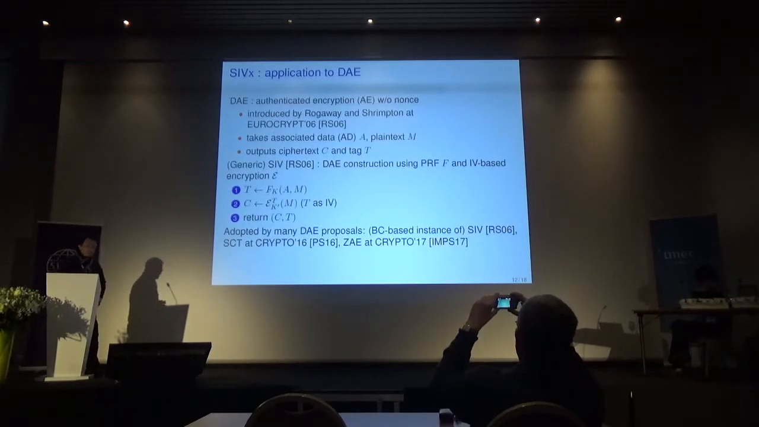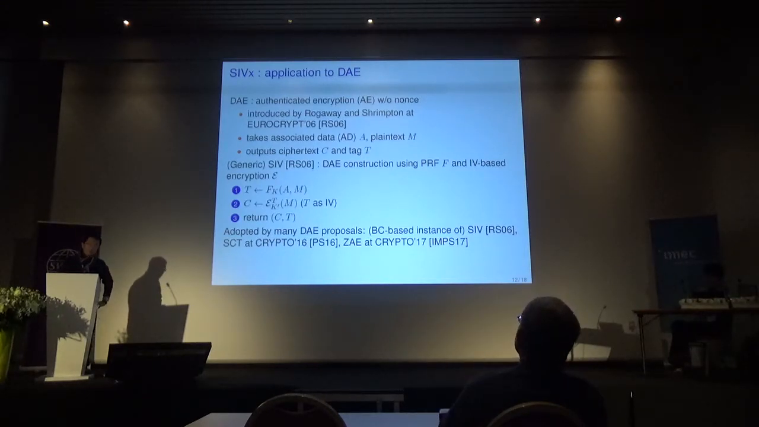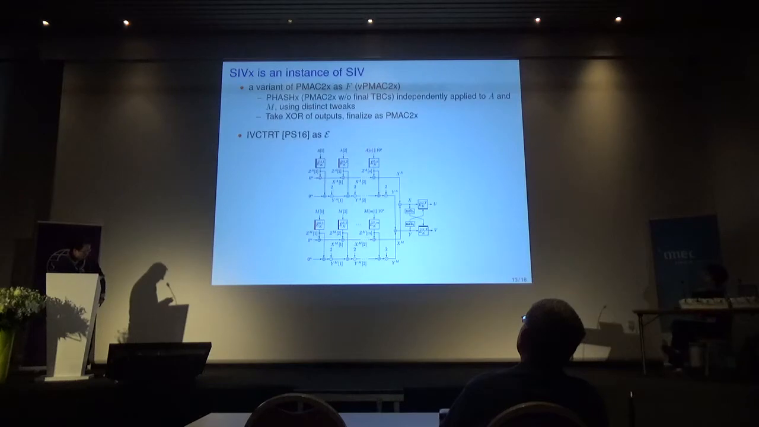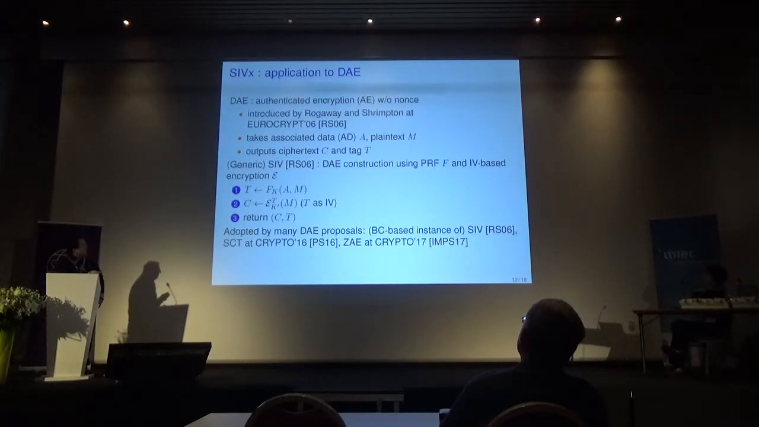So let's move to the description of SIVx, another proposal of this type. This is a deterministic authenticated encryption, which is an actual authenticated encryption without nonce. This was introduced by Rogaway and Shrimpton at Eurocrypt 2006, and it takes associated data A and plaintext M to produce a ciphertext C and tag T. Then there is a standard, very famous construction called SIV, and the general form of SIV uses a pseudorandom function F and IV-based encryption E to process A and M just like this scheme.